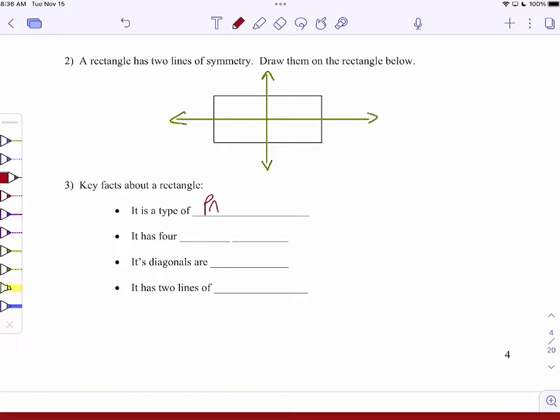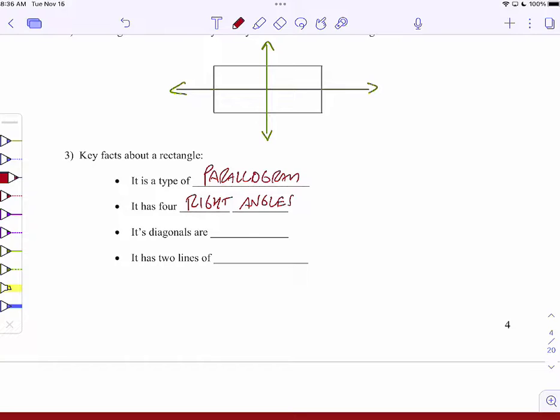Okay, key facts about a rectangle. It's a type of parallelogram. It has 4 right angles. The diagonals are, what goes on that? Congruent.